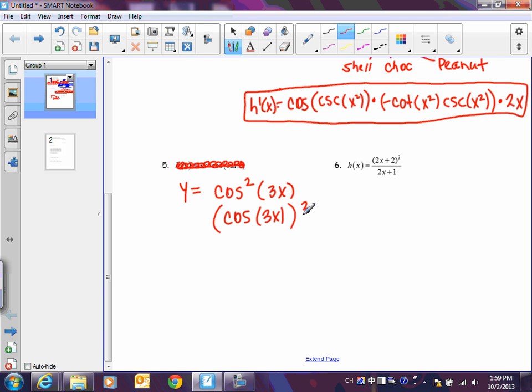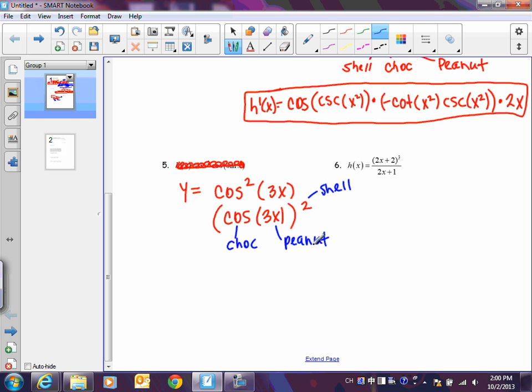So maybe you didn't know this before. Cosine squared, we put the squared here because if we put the squared over here, it's confusing about what you want to be squared. So we put the squared in the middle, but what it really means is take cosine of 3x and then square the whole thing. All right, how many functions are going on here? 3. What would be considered the shell in this problem? The squared, that's the shell. What would be the chocolate? The cosine, and the 3x is the peanut.